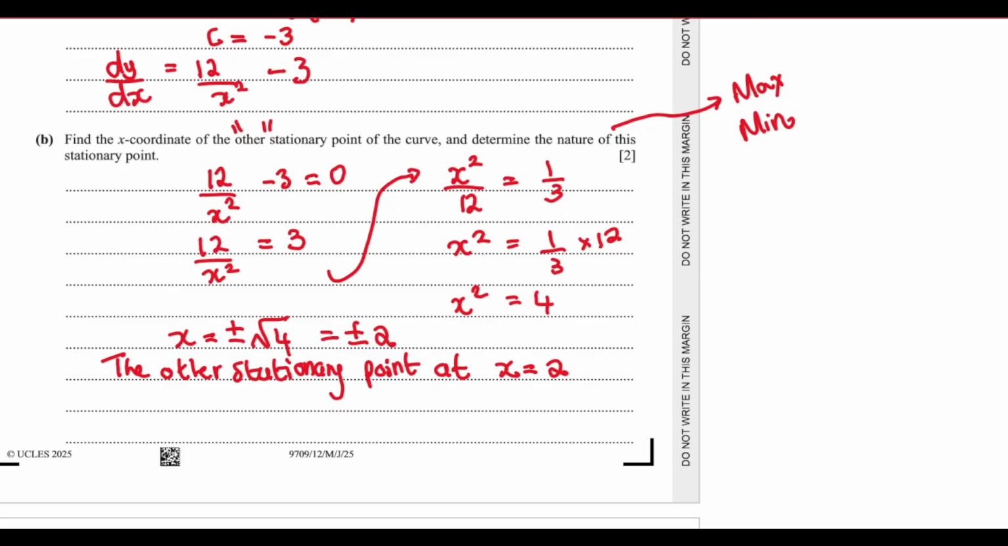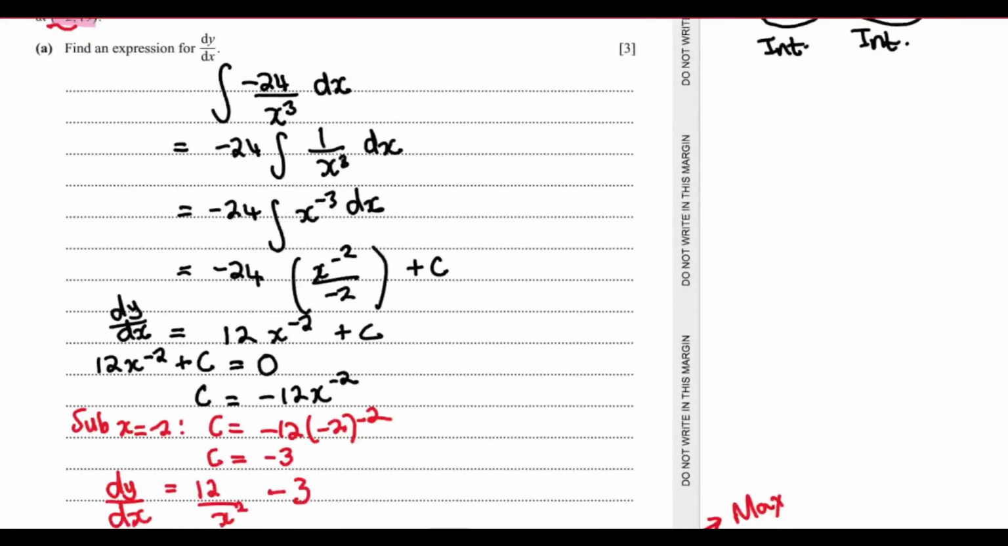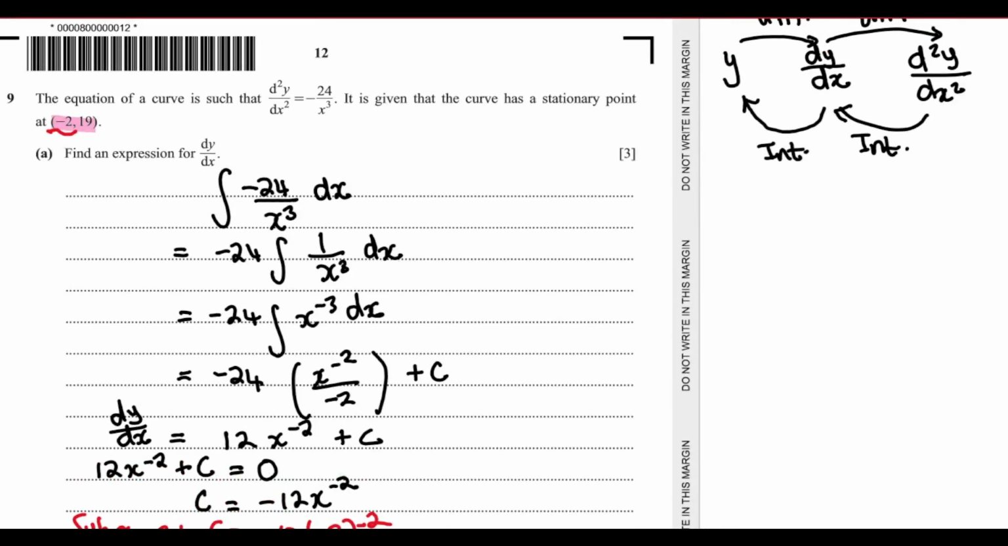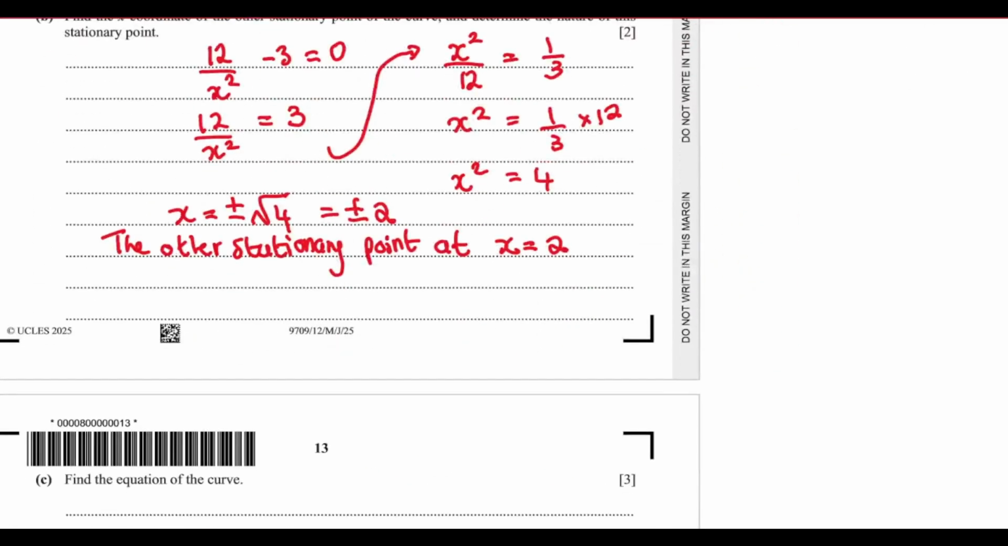Now we need the nature of the stationary point. How do you determine the nature of it? You need the second derivative. We already have it from the beginning. Now you just substitute that x into there. So you want the second derivative evaluated at x is equal to 2. So minus 24 over 2 cubed, minus 24 over 8, which is negative 3.